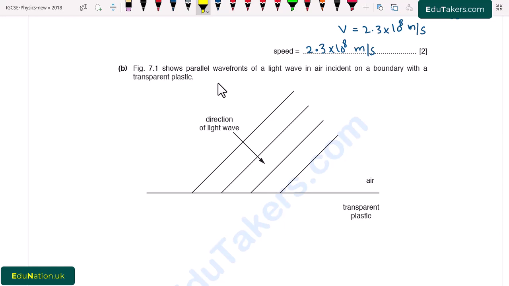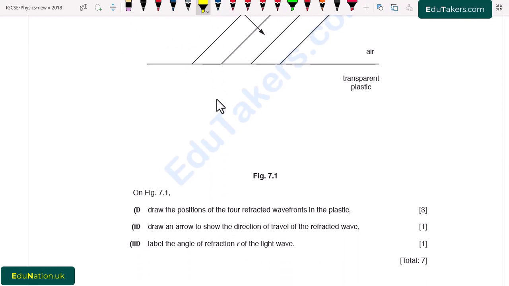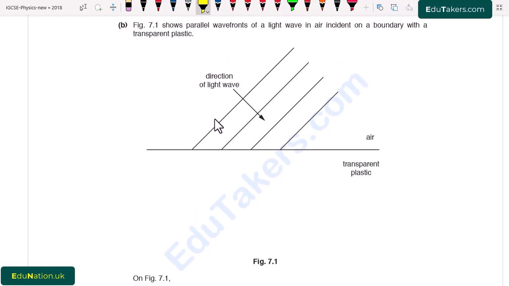Figure 7.1 shows parallel wavefronts of light wave in air incident on a boundary with transparent plastic. So here is the figure 7.1. On figure 7.1, part 1, draw the position of the 4 refracted wavefronts in the plastic. Here we have to draw the 4 refracted wavefronts. So going back to the diagram, these wavefronts are incident on the boundary, and when they enter into the transparent plastic, they get refracted. We have to draw their path.